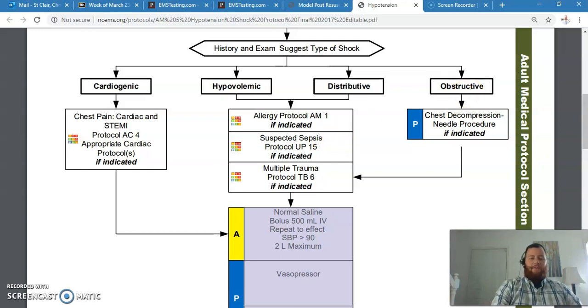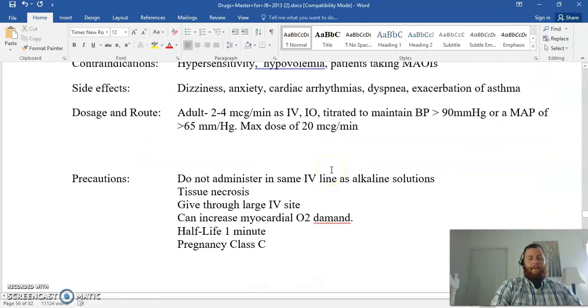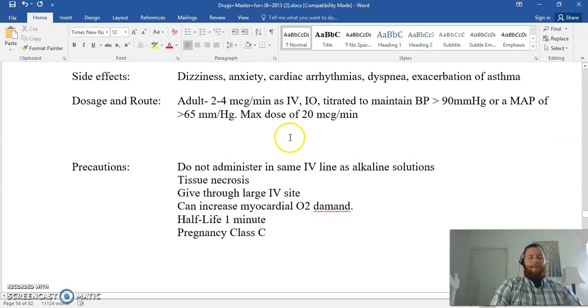All right, let's go back over to our drug card here real quick. All right, so our dose for adults is 2 to 4 micrograms per minute. This is not weight-based, so it's not micrograms per kilogram per minute. It is 2 to 4 micrograms per minute, IV/IO. We're looking again for a blood pressure of 90 or a MAP of at least 65. Your max dose is 20 micrograms per minute.